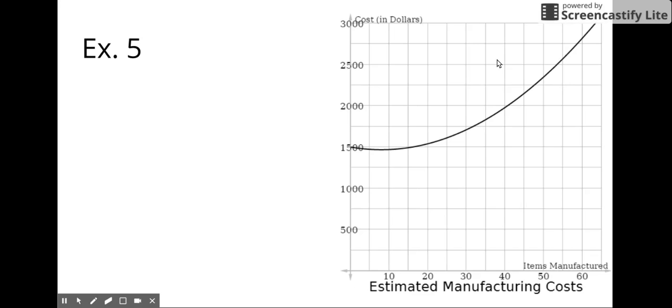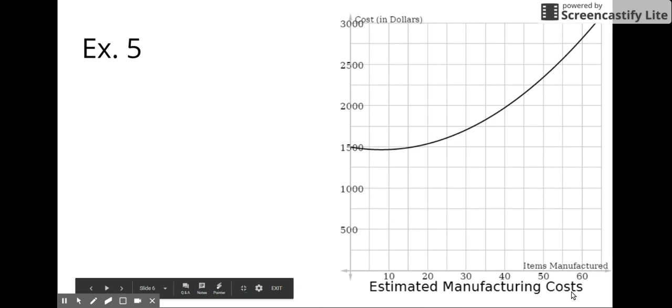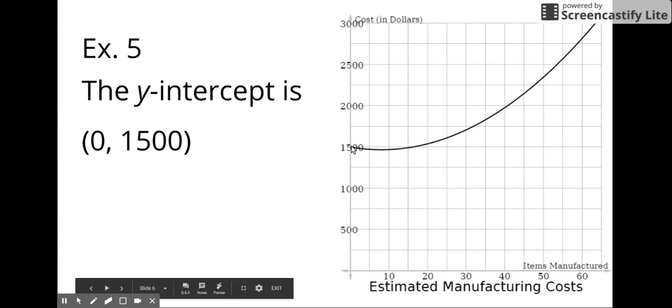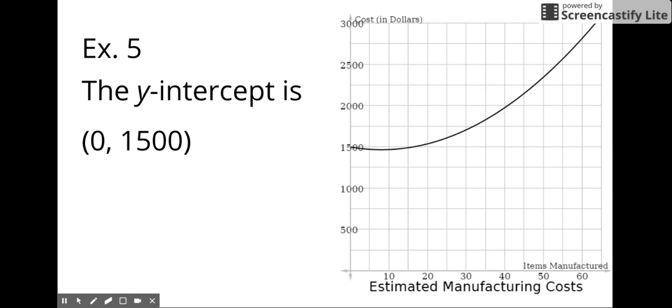For this last problem, we have a real-life situation. This graph is representing the manufacturing costs that are estimated for X items that are going to be made. So we're going to look right here, and we see the y-intercept is at 0, 1,500. What does this mean about the problem? Well, X represents the items that are made, right? And so 0 items are made, and the cost is $1,500.